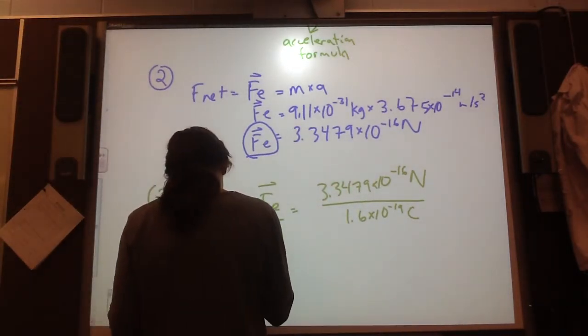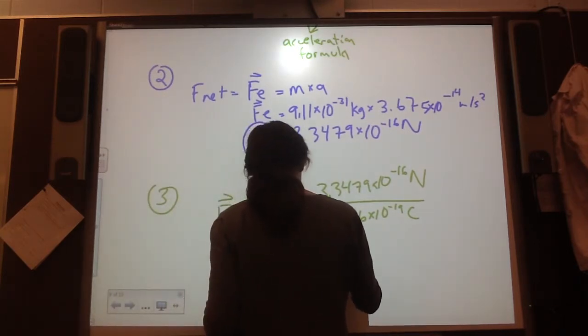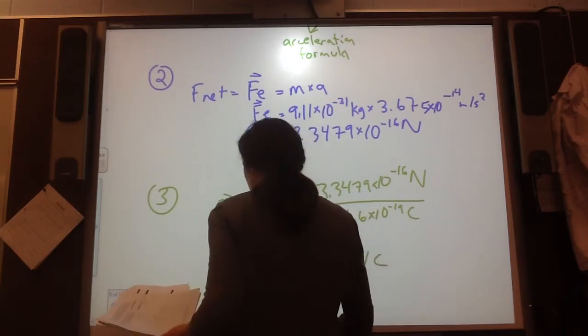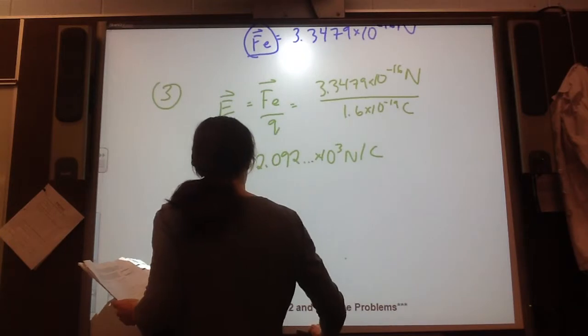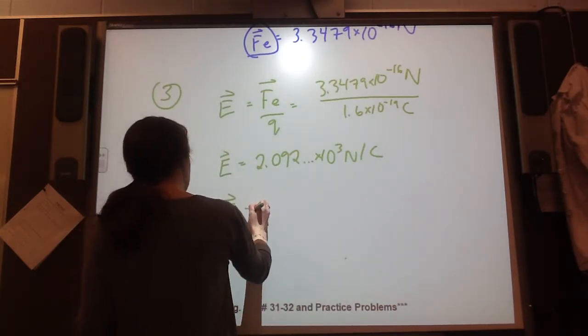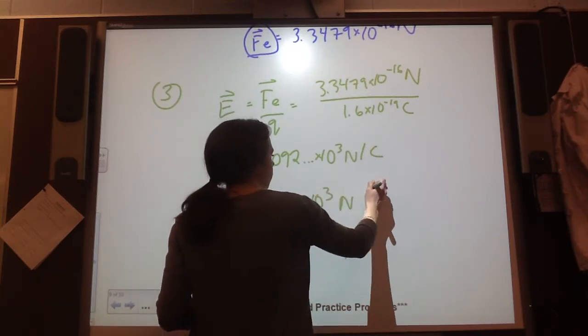So our electric field strength is 2.092, etc., times 10 to the power of 3 newtons per coulomb. So then our final answer, we need sig digs and direction. So 2.09 times 10 to the 3 newtons per coulomb.